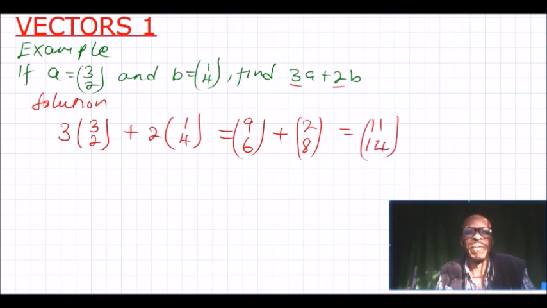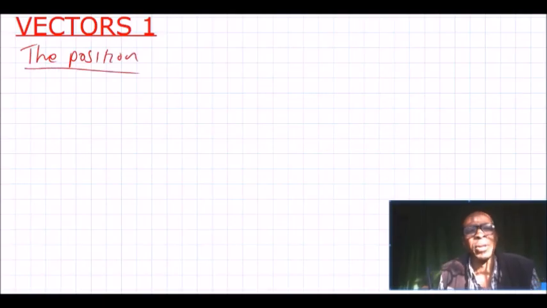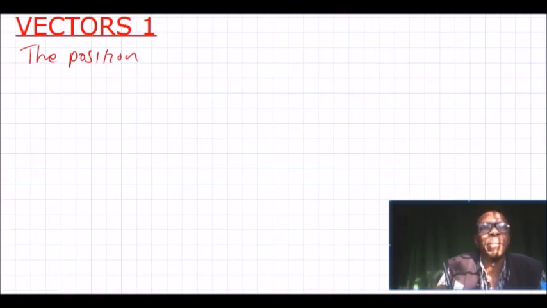So I hope now you understand what column vectors are. From there, we go to what we call the position vector. In simple description, position vectors are those vectors that start from the origin, and the origin is (0, 0).